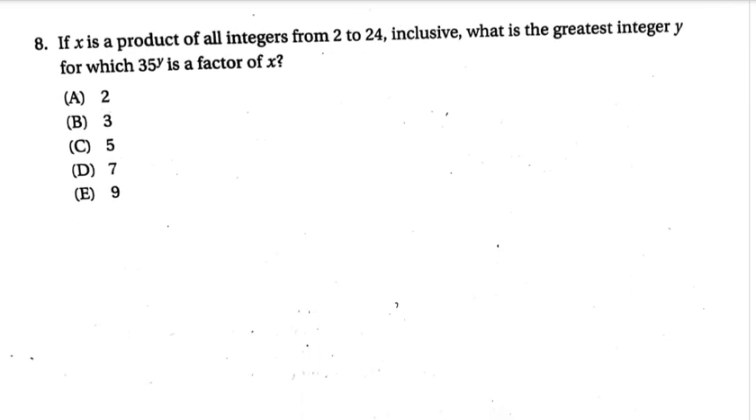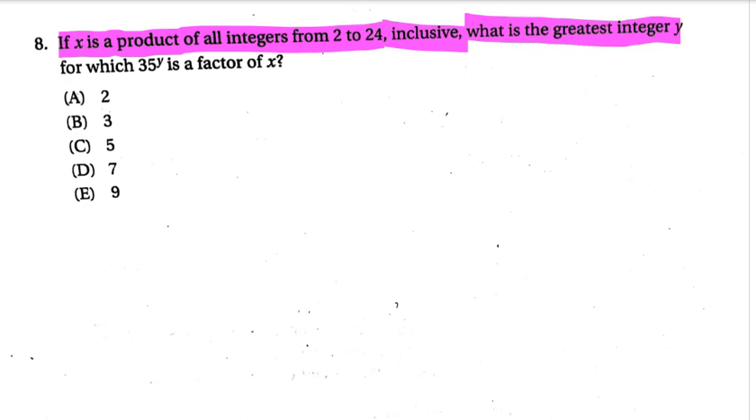Okay, so what does the next question say, students? It says, if x is a product of all integers from 2 to 24, inclusive, meaning 2 and 24 are also included, what is the greatest integer y for which 5 to the power y is a factor of x? Okay, now understand the question. We need to analyze this question very nicely. It's not a very easy type of question.